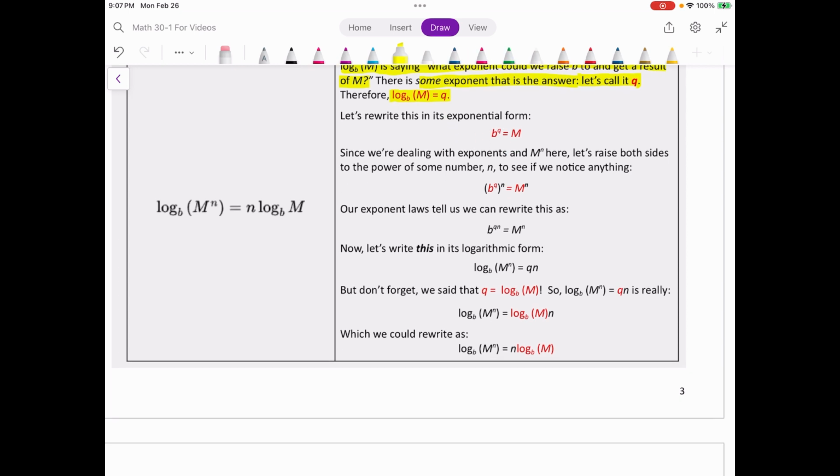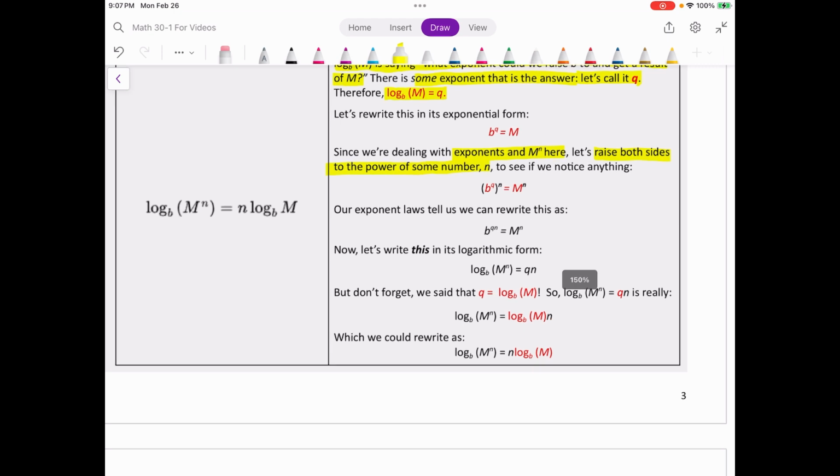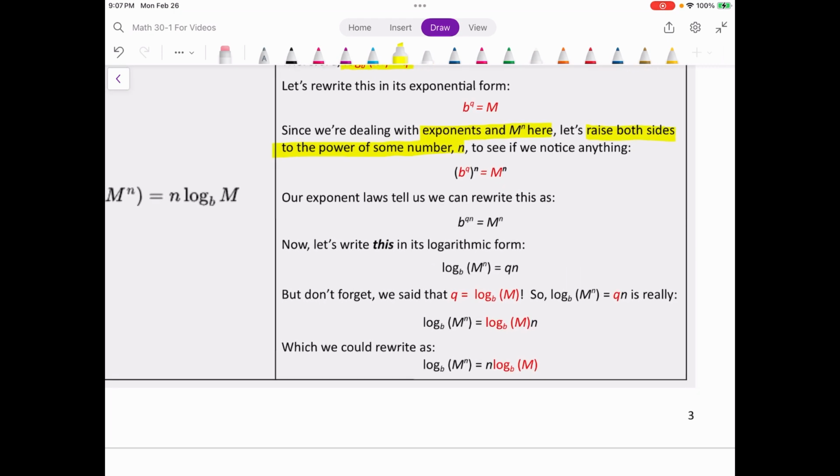Now, since we're dealing with exponents and m to the n here, this might seem a little strange, but this often is a strategy in math, especially when you're proving stuff. You kind of try doing stuff to both sides and see if it gives you any idea. So let's raise both sides to the power of some number, n, to see if we notice anything. I'm allowed to do that. I'm doing it to both sides, so I'm not breaking any rules.